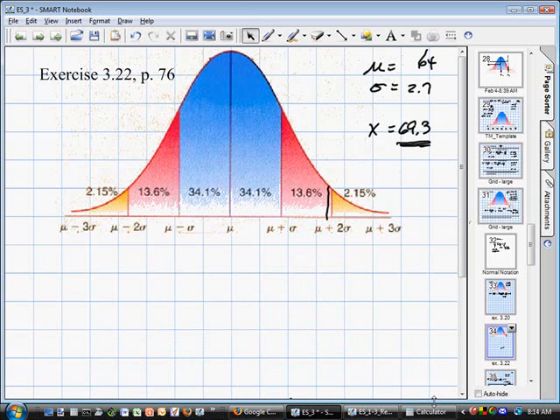Okay, 22 says, heights of men and women. The heights of women follow a normal distribution, with a mean of 64 and a standard deviation of 2.7. Men the same age have heights distributed as normal with a mean of 69.3 and a standard deviation of 2.8.